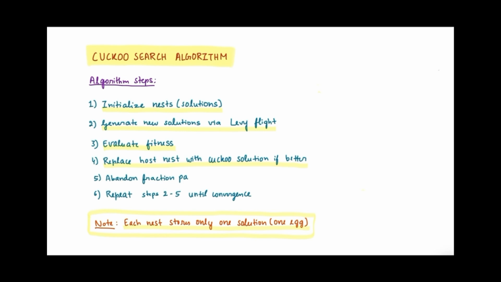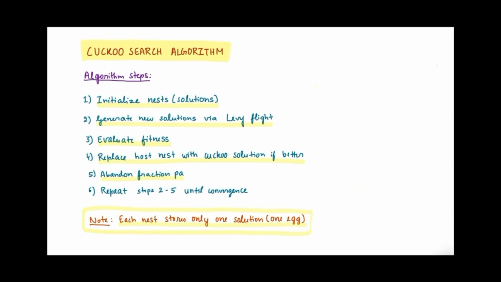Next, we apply the PA, which is the probability of discovery. Now we simulate the host bird discovering the cuckoo egg. See, PA means the fraction of nests that get abandoned. So for each nest in the population, we generate a random number. If the number is less than PA, we abandon those nests and replace them with a new random solution. So this increases exploration, keeps diversity, and prevents the algorithm from getting stuck. So that is the reason this step is really important.